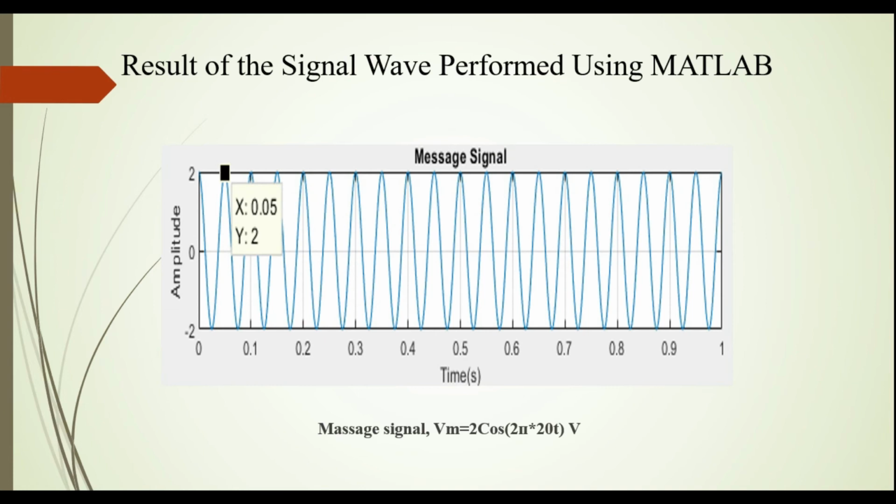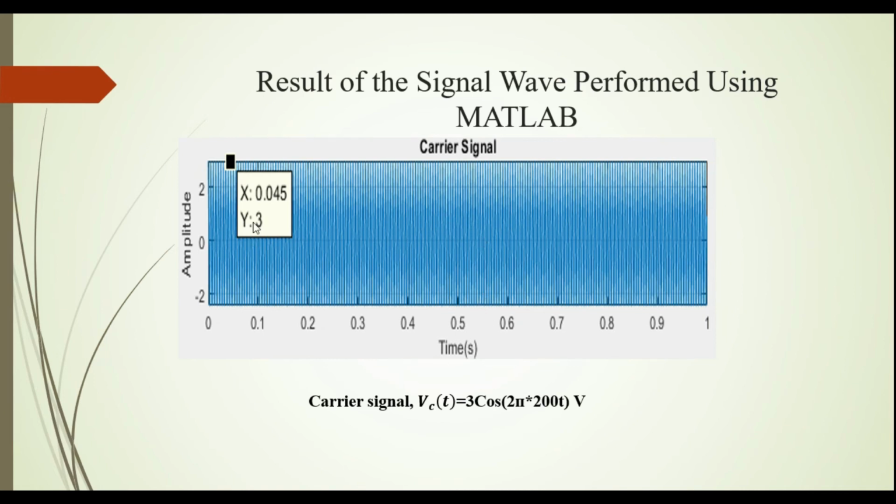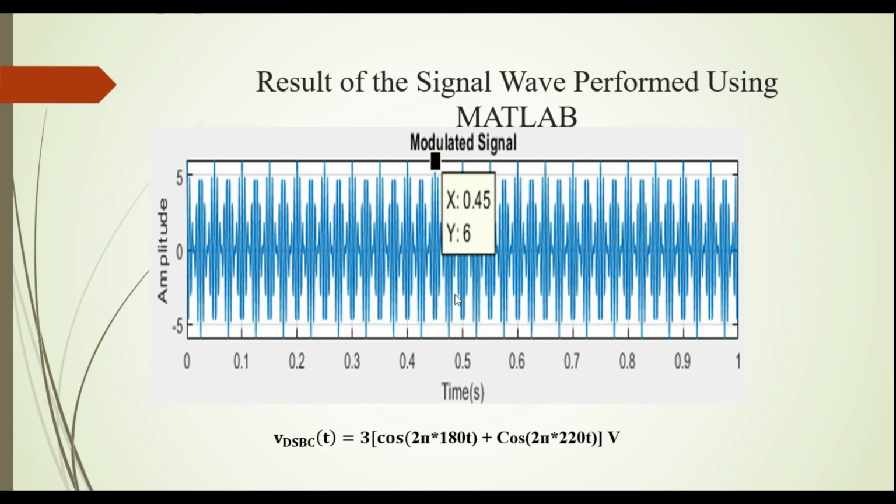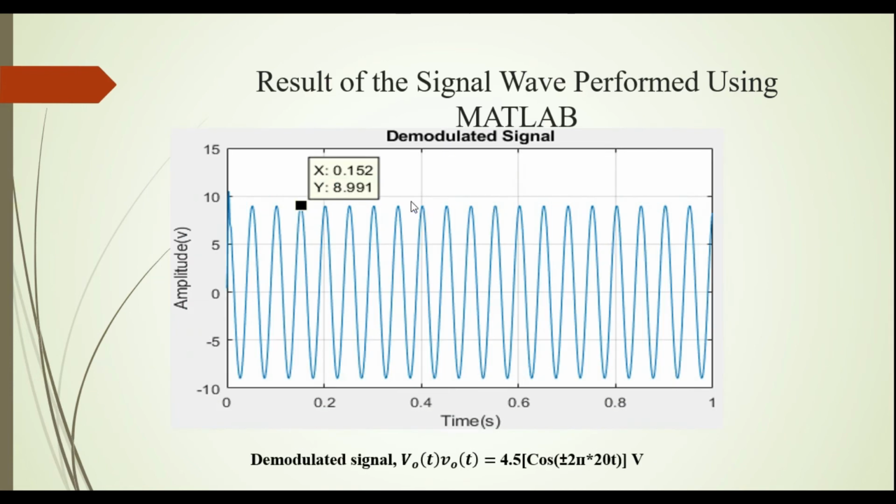So here's the result for the signal waves. For the message signal, the amplitude is 2. For the carrier signal, the amplitude is 3. And here is the pattern of the wave. For the V double sideband suppressed carrier signal, as you can see, the amplitude is 6. For the demodulated signal, we obtain an amplitude of 8.991.